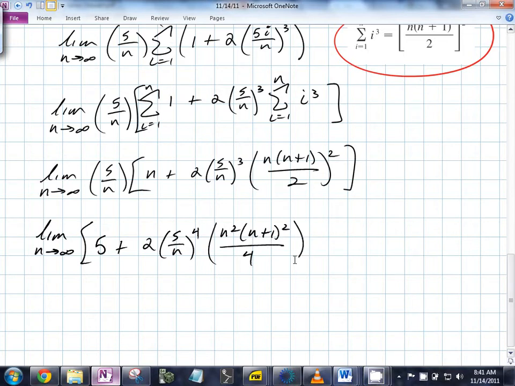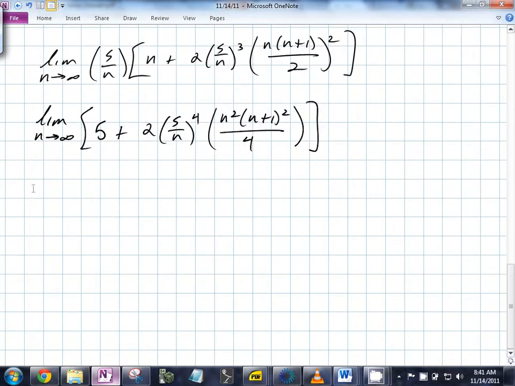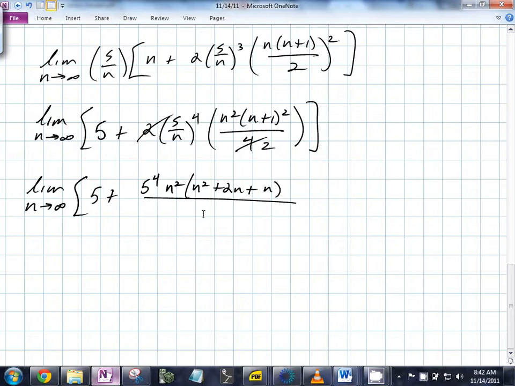2 times 2. Limit as n goes to infinity of 5 plus, let's cancel that and make that a 2. So you end up with what? 5 to the 4th times n squared plus 2n plus n all over what? 2n. And that cancels, right? 2n to the 4th. Oh, 2n to the 4th. Thank you, yes.